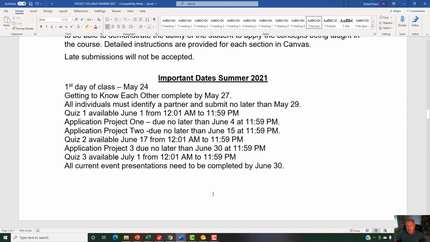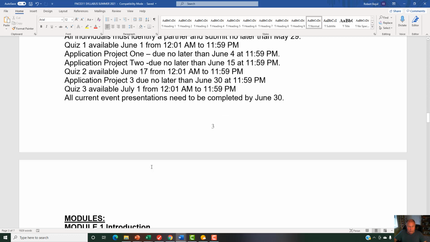Here are the key dates. First day of class, May 24th. Getting to know each other, complete by May 27th. All individuals must identify a partner and submit no later than May 29th. Quiz 1 will be on June 1st. Application Project 1, June 4th. Application Project 2, June 15th. Quiz 2, June 17th. Application Project 3, June 30th. The final quiz on July 1. And we need to get all the current event presentations done by June 30th.